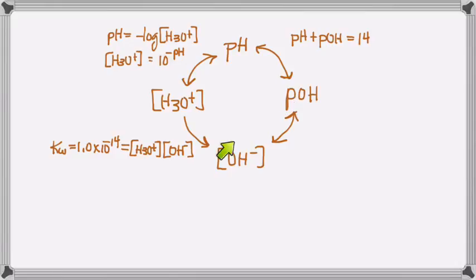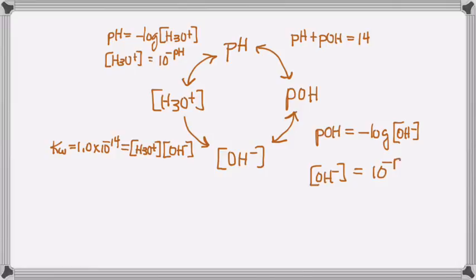The relationship between pOH and hydroxide ion concentration uses the same equations as for the pH, but wherever there's H, you put in OH. So pOH is the negative log of the hydroxide ion concentration, and the hydroxide ion concentration equals 10 to the negative pOH. So those are all the relationships. Any questions?